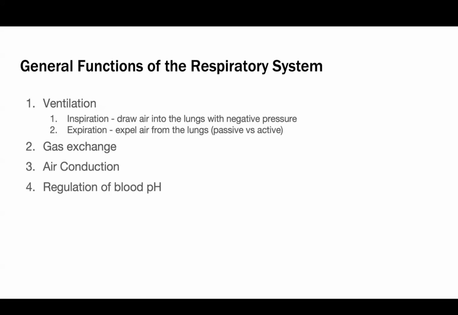Now, this one surprises people. How does the respiratory system regulate blood pH? Well, carbon dioxide dissolves in blood as an acid, carbonic acid. So how fast you breathe directly affects blood pH. If you blow off too much carbon dioxide, you're going to enter alkalosis. If you retain too much carbon dioxide, your blood's going to get a little acidic, leading to acidosis.